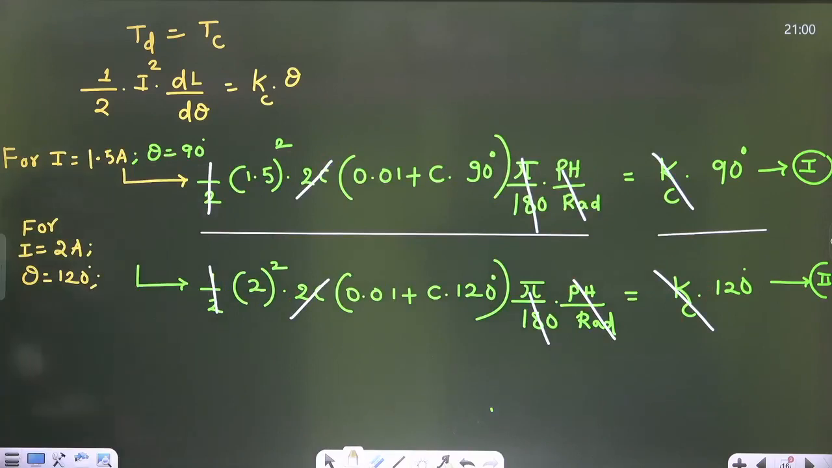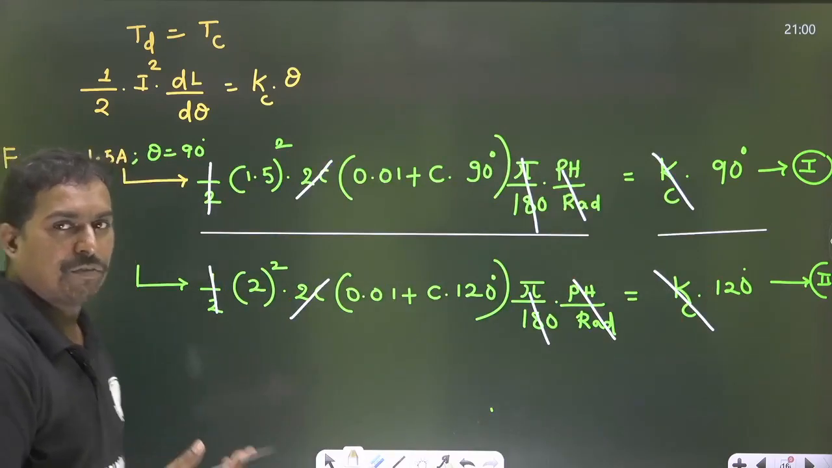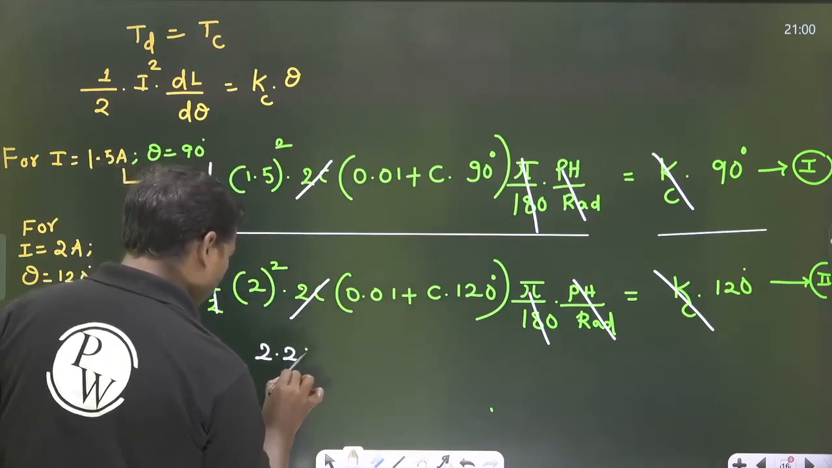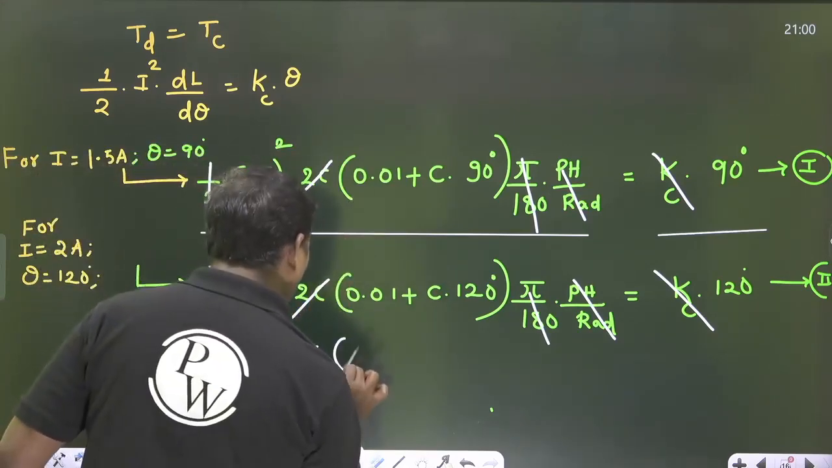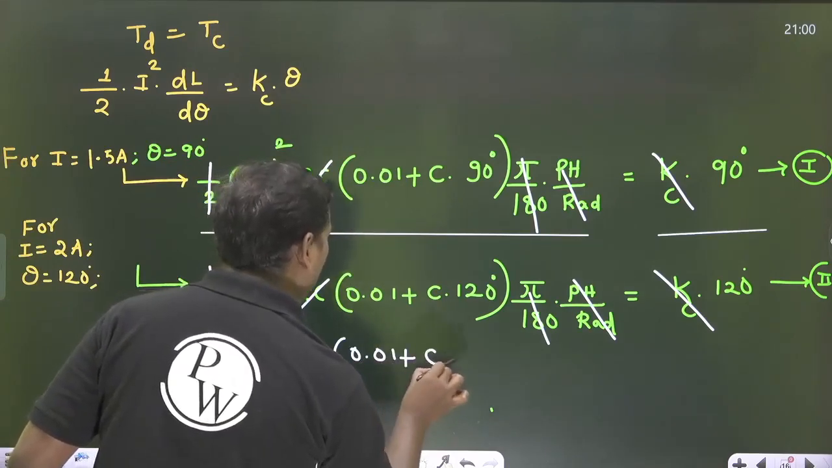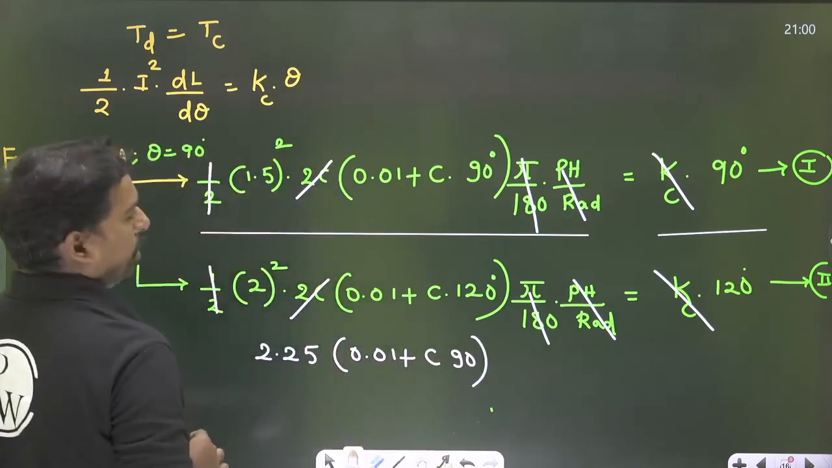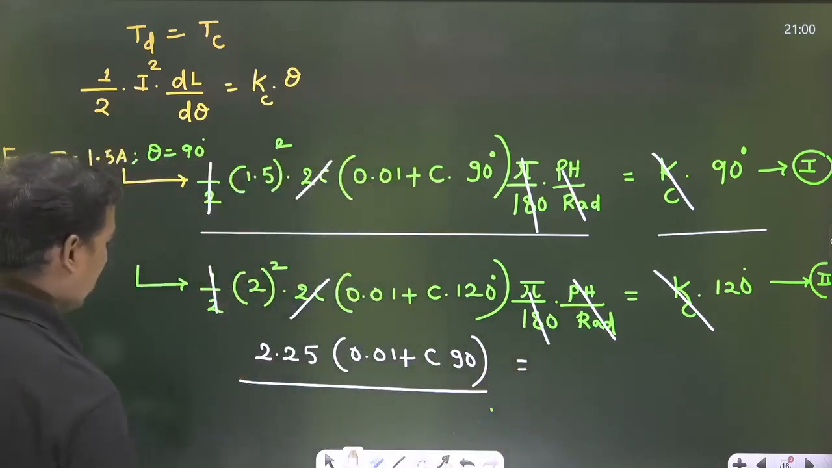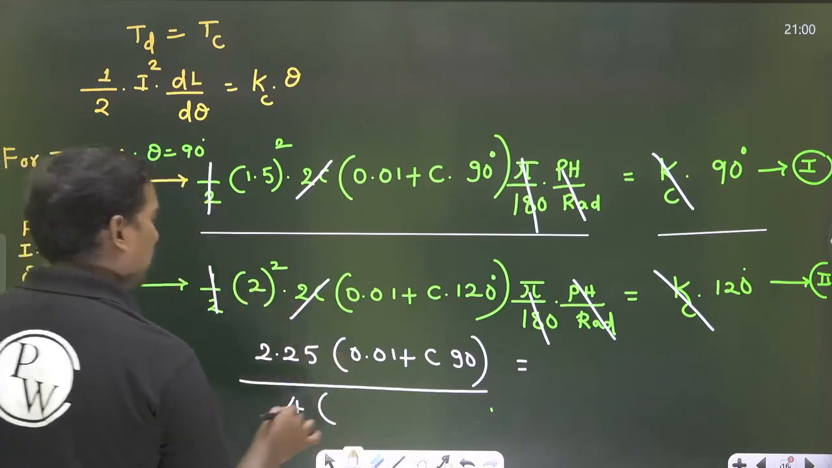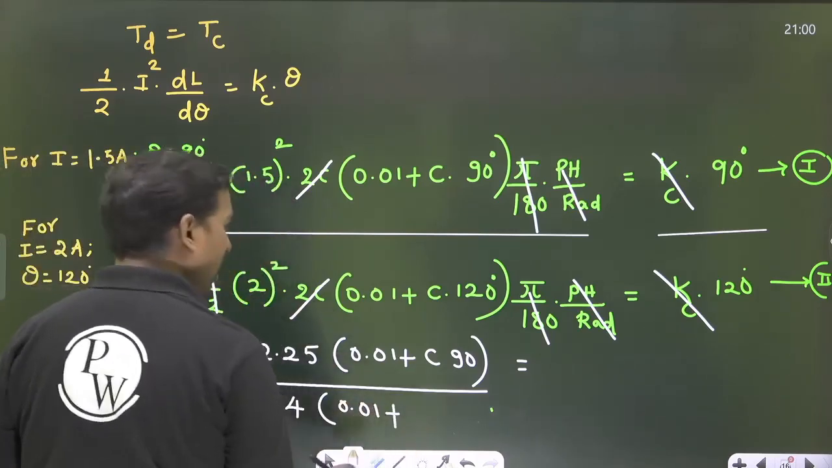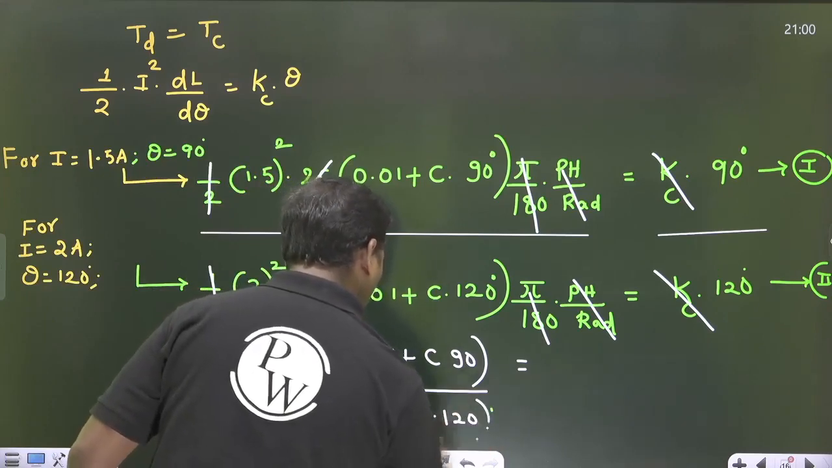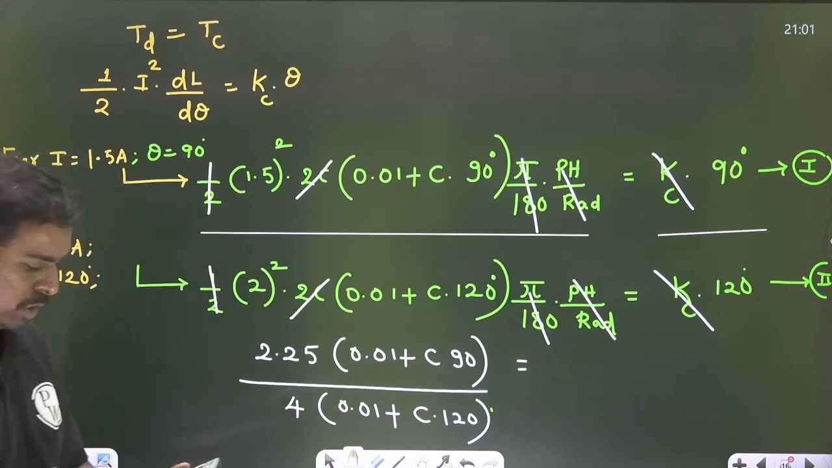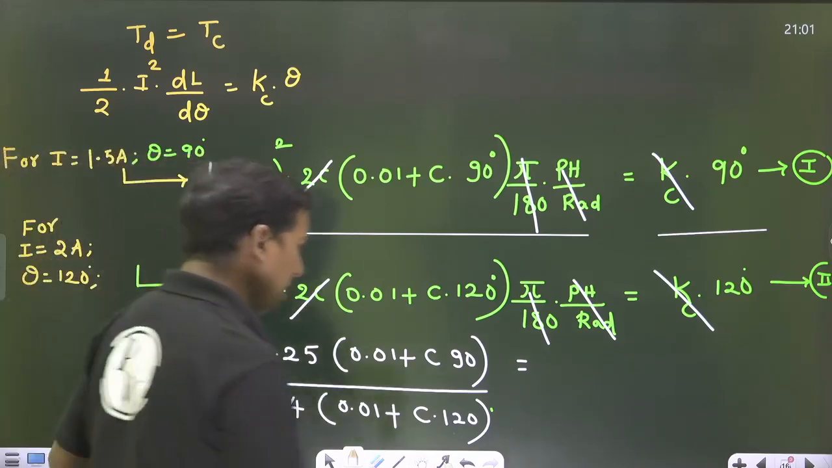So in the simplified expression, 1.5 square is 2.25. So this will be 2.25 into 0.01 plus C90, divided by 2 square, which is 4, into 0.01 plus C120. Now 90 by 120 in short form is 3 by 4.